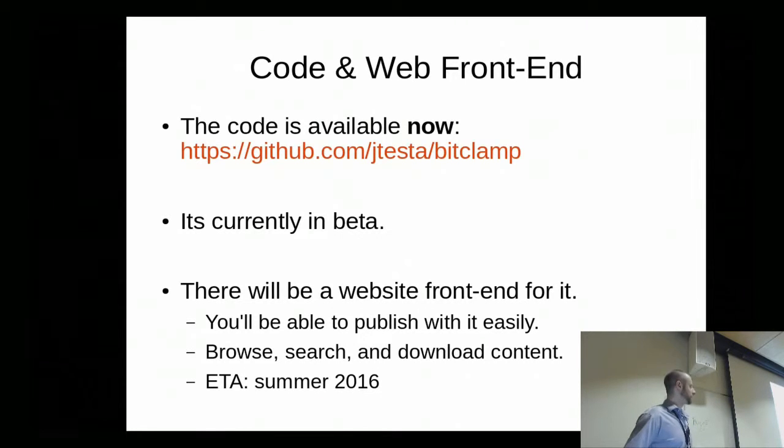So I'm going to be writing a website front end for it. So people will be able to go to a website and browse. Here's the last 10 things in the Bitcoin blockchain. Here's the last 10 things in Dogecoin. You'll be able to click and download stuff. There'll be a search bar in there so you can search based on file name, file type, stuff like that. And the ETA of that is also going to be the summertime. And of course, you'd be able to publish on the website as well. So that's really the punchline for me for this project.